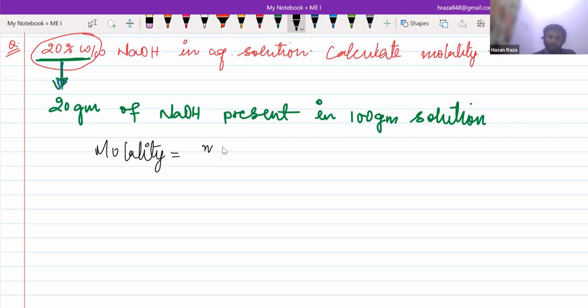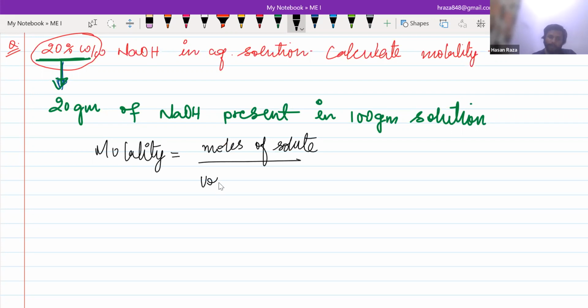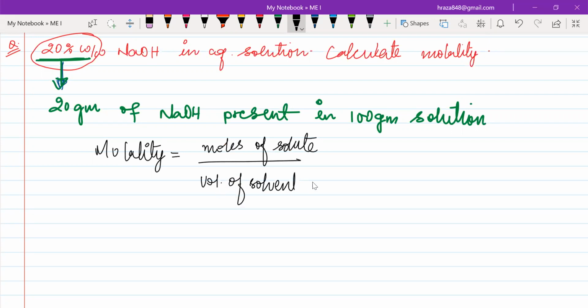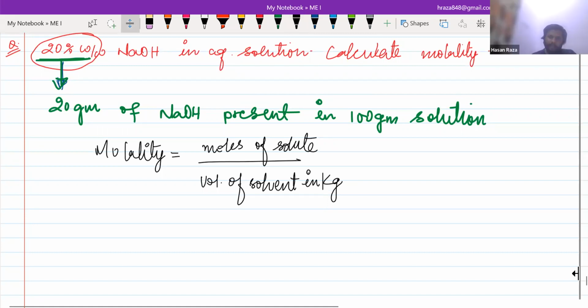Moles of solute upon volume of solvent. You have written volume of solvent, right? Yes, sir. Solvent in kg. Okay, so what should I do?